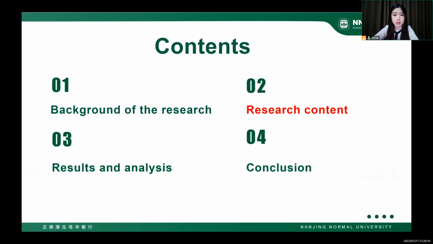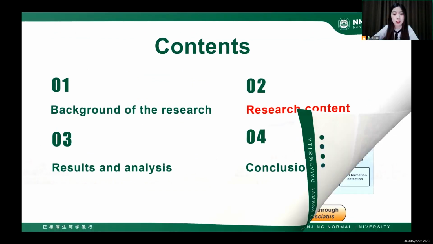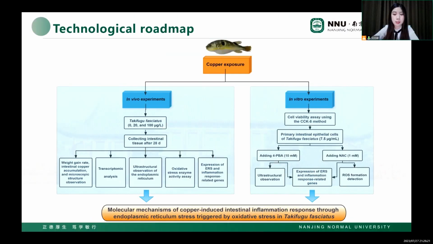Secondly, the research content. Here is a technological roadmap of this study. This study was divided into two parts, in vivo and in vitro experiments. First are the in vivo experiments. T. fasciatus were treated with control, 20 and 100 micrograms per liter copper groups for 28 days, and we analyzed the weight gain rate and copper accumulation levels of T. fasciatus, as well as the changes of oxidative stress, ERS, and inflammation responses.